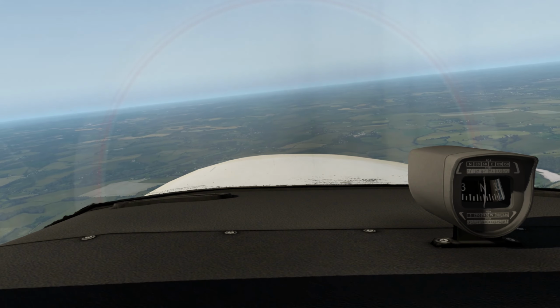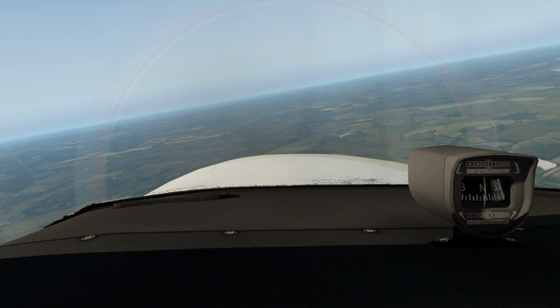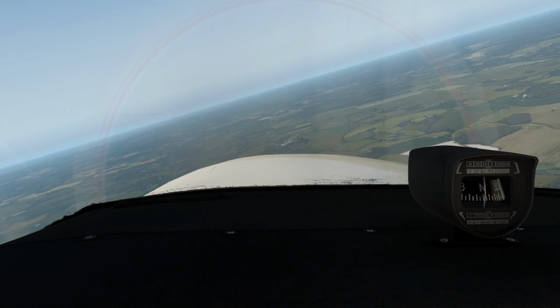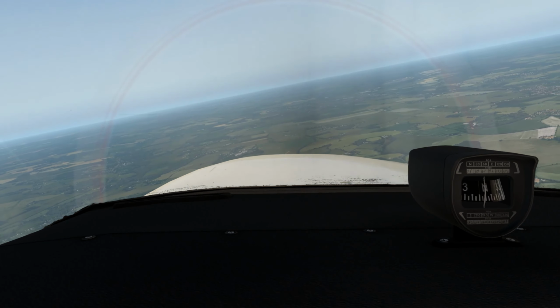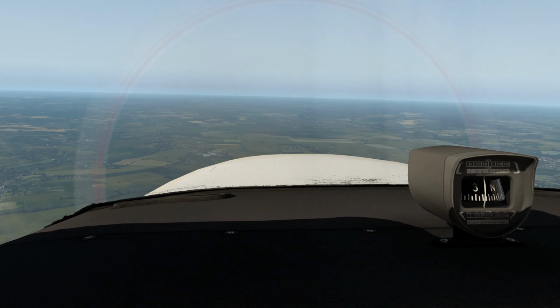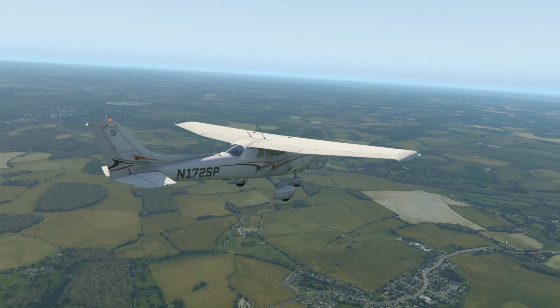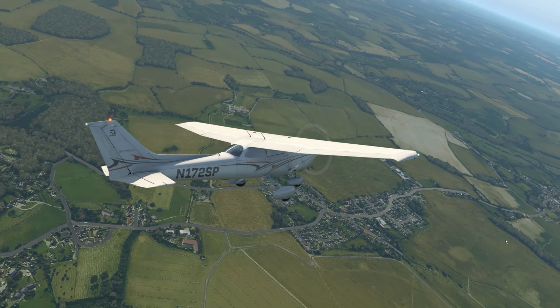Spirals must not be confused with spins. The fundamental difference is that a spin is an aggravated stall. During the spin, the airspeed remains at or close to the stall speed until recovery is initiated. A spiral is not a stall by any means. It is a steep turn with a strong nose-down moment.